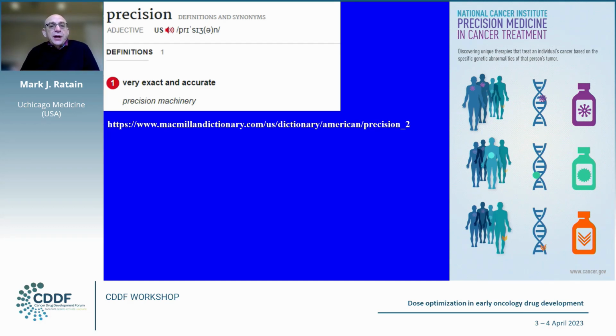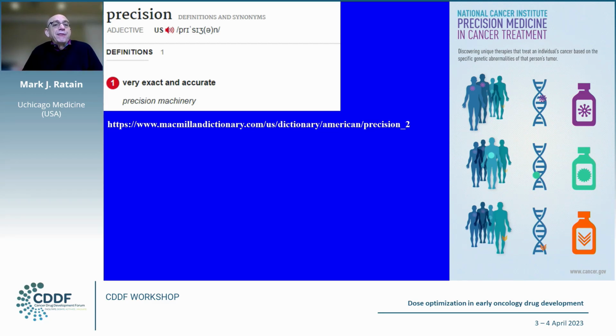The world of oncology has also been fascinated by the notion of precision. We've seen this for decades in our approach to dosing, trying to precisely determine the patient's body surface area and precisely determine the dose for each patient, with some experts recommending therapeutic drug monitoring for modern drugs to get the dose absolutely right. The National Cancer Institute continuously talks about precision medicine.